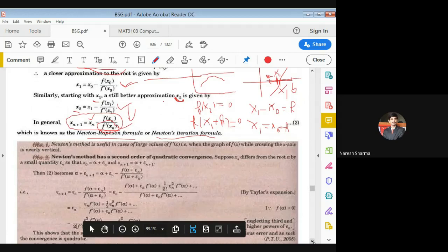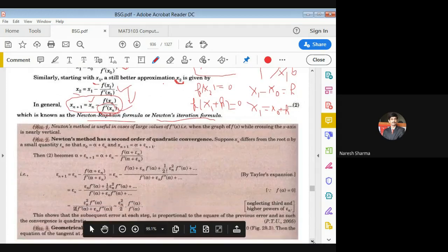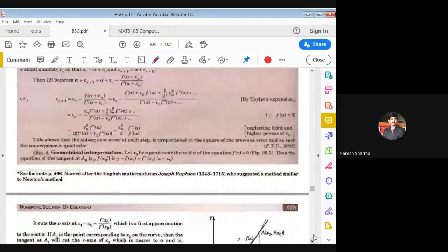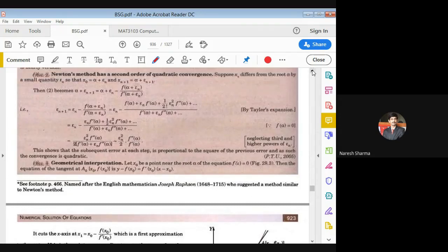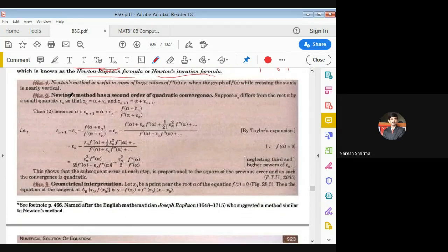So how can we calculate the rate of convergence of this Newton-Raphson method? We may discuss the rate of convergence also. Newton's method has second order, or you can say quadratic convergence. How do we say that the rate of convergence is quadratic convergence?